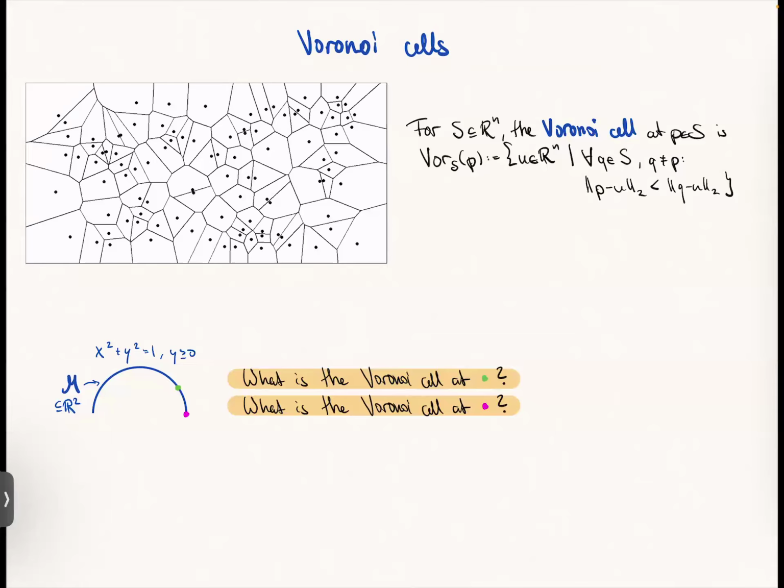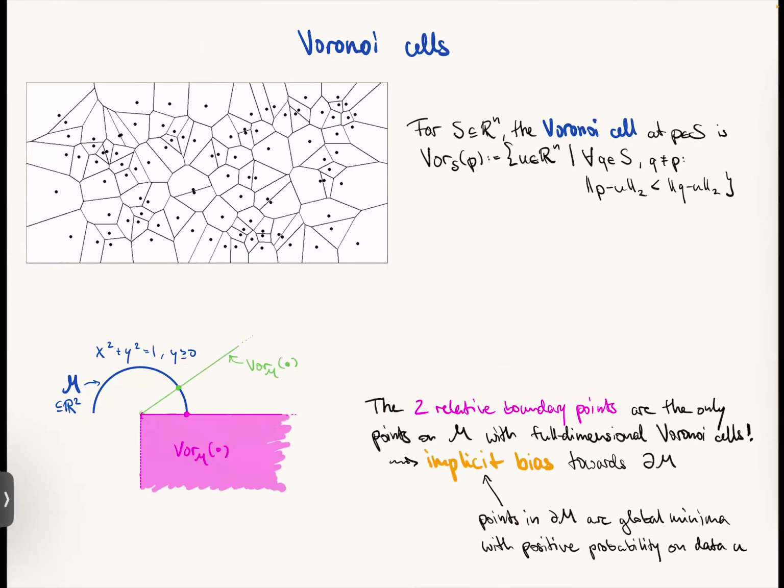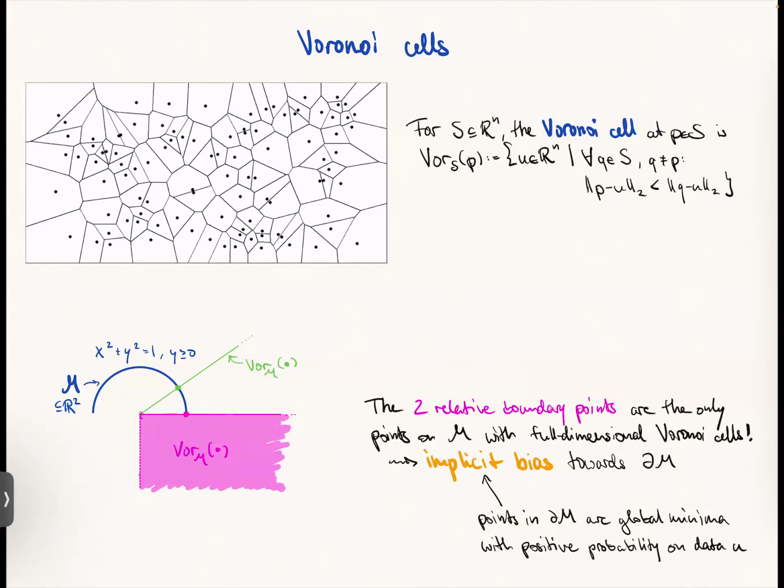Right. So I hope everybody can see this. Here is a sketch of the Voronoi cells of these two points. What's interesting is that the two boundary points of this circle are very different when it comes to this Voronoi diagram, because they are the only points that have full-dimensional Voronoi cells.